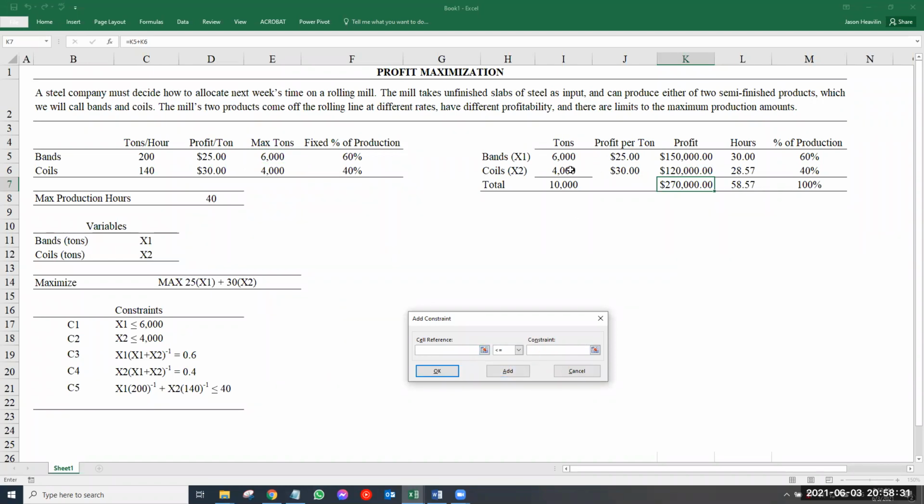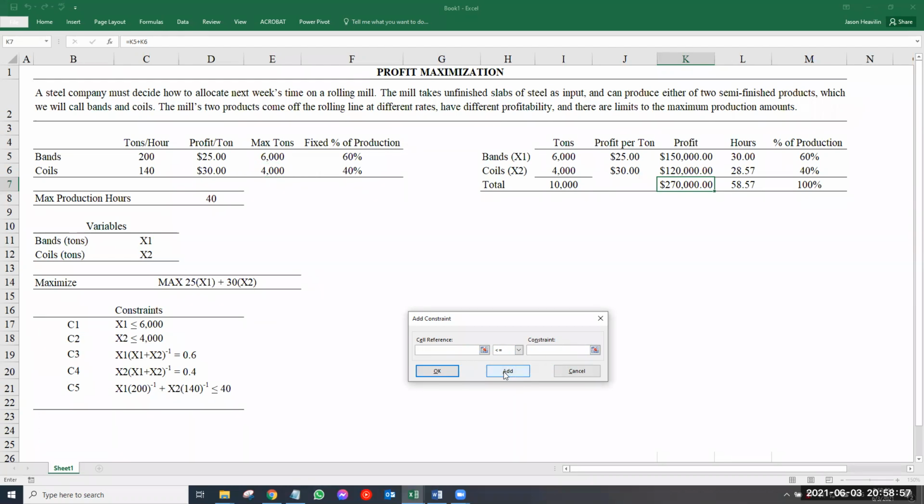Now, whatever number we get here has to be less or equal than 4,000. Whatever we get there, that's a cell reference, has to be less or equal than this constraint, the 4,000. And that satisfies this issue here. Let's add another constraint.